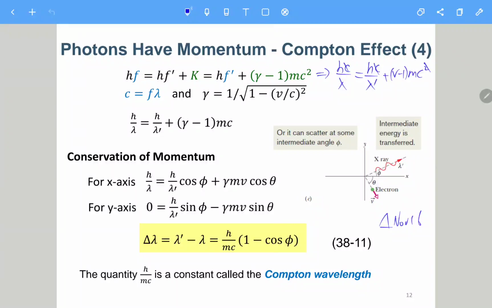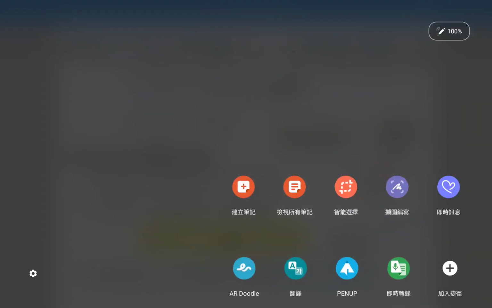Okay, so let's continue with the Compton effect. Yesterday we stopped here, and we used the conservation of energy and conservation of momentum to derive three equations. And finally, if you try to eliminate some of the variables, then you'll get this equation for the Compton effect. So let's see how we can derive it.